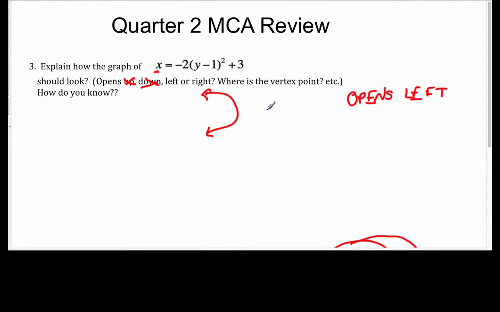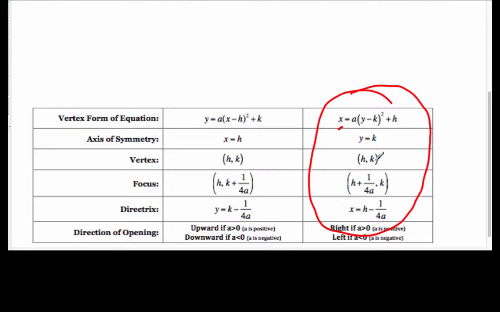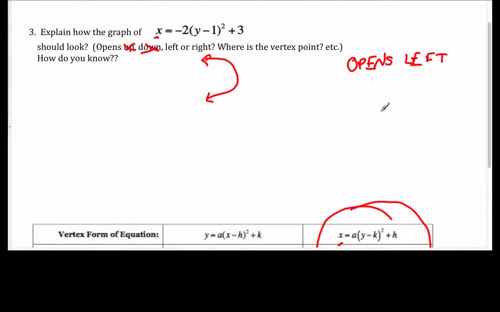All right, so where's the vertex point? So again, we'll scroll down, come on down to here. We know that my vertex point is still (h, k), but notice that h and k are flip-flopped here. So my vertex point is located at (3, 1). How do I know that? Well, that's because h and the k are flopped here. So here's my h and here's my k.